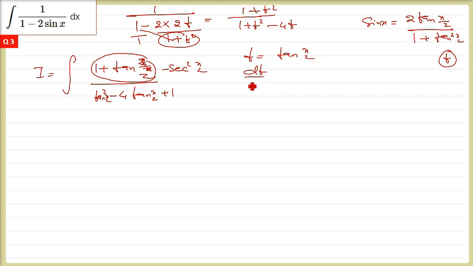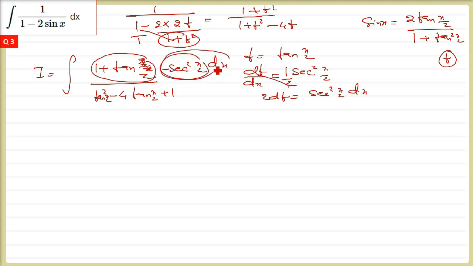So dt by dx will be equal to what? The derivative of tan x by 2 will be sec square x by 2. That is, dt will be equal to, and x by 2 also needs to be differentiated. That will come as half. So 2 dt will be equal to sec square x by 2 dx. So this is whole dx. Sec square x by 2 dx can be written as 2 dt. Now after replacement, or after taking t equals tan x by 2, the denominator will become t square minus 4t plus 1. t is this tan x by 2 which has been taken as t.